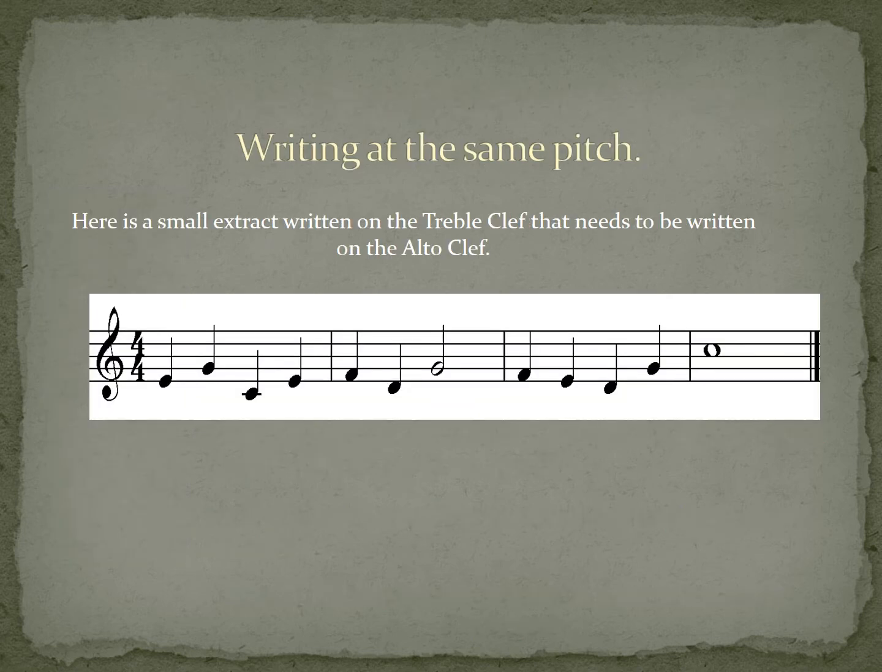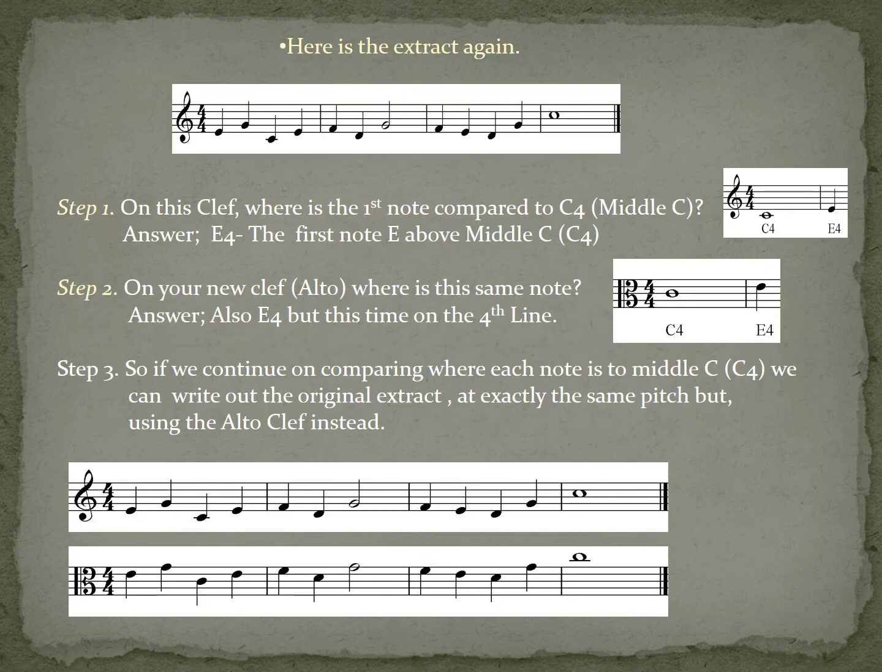Okay, so utilising that information, here is a small extract that's written on the treble clef, but it needs to be written on the alto clef. So we want exactly the same notes, in other words, the same pitch, but written this time, instead of on the treble, on the alto. So this is how we do it. Here's the extract again, just for ease of perusal.